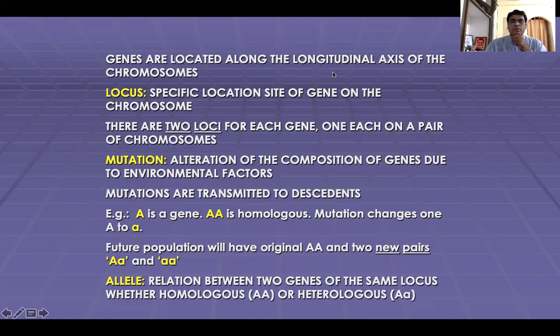And these genes are located along the longitudinal axis of the chromosomes. The term locus means the specific location or site of a gene on the chromosome. And there are two loci for each gene, one each on a pair of chromosomes. So each gene will have two loci, one each on a pair of chromosomes.